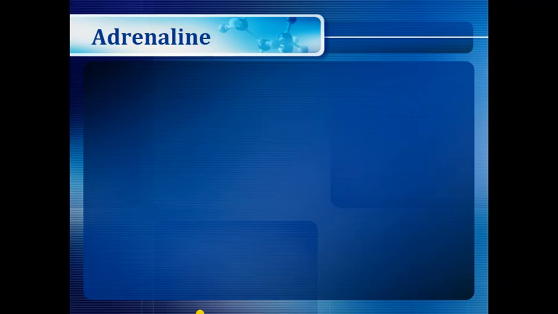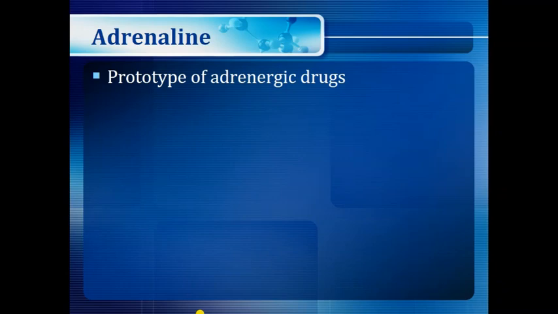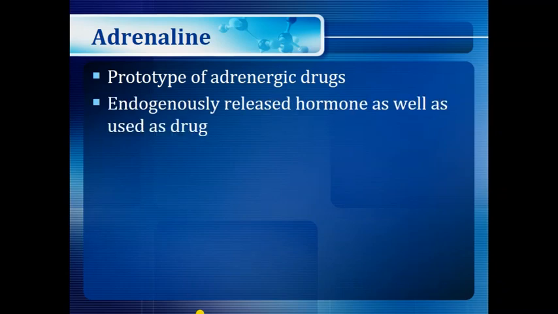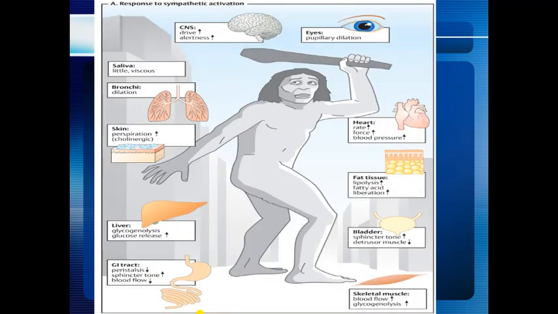Now we start with the discussion on adrenaline. Adrenaline is a prototype of adrenergic drugs. It is endogenously released as a hormone from the adrenal gland, as well as given exogenously as a drug. And as you all know, adrenaline acts on which receptors? It acts on alpha 1, alpha 2, beta 1, beta 2 and beta 3 receptors. In short, it acts on all adrenergic receptors.